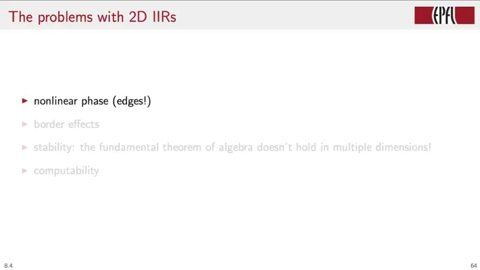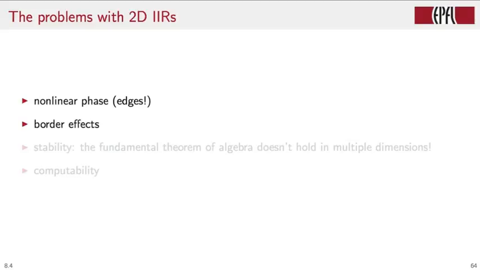Speaking of edges, here we come to the first issue with respect to IIR filters in image processing. You remember edges are points of discontinuity in the grayscale signal, and as such they require that the phase of the Fourier components that make up the image are precisely aligned. Now, since you cannot have an IIR filter with linear phase, the result of a filtering operation will always affect negatively the edges if we use an IIR filter. A second problem with IIR filters is related to border effects.